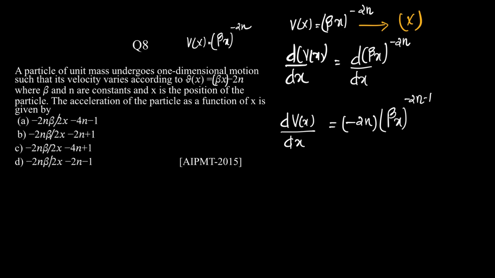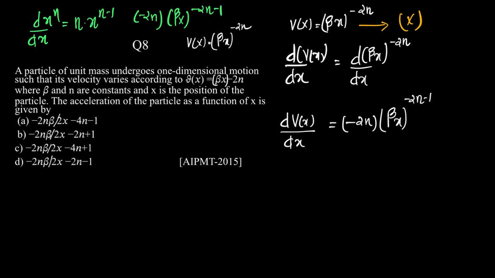Why? It's simple. d by dx of x to the power n is n into x to the power n minus 1. So instead of n, we have here minus 2n, and instead of x, we have beta x, whole raised to minus 2n minus 1.